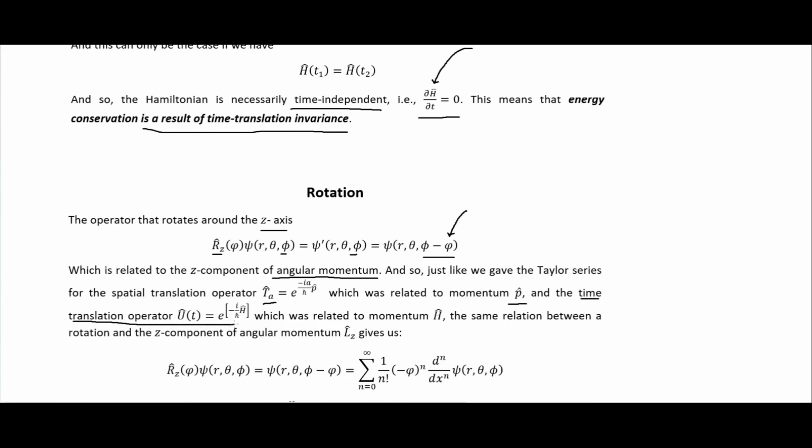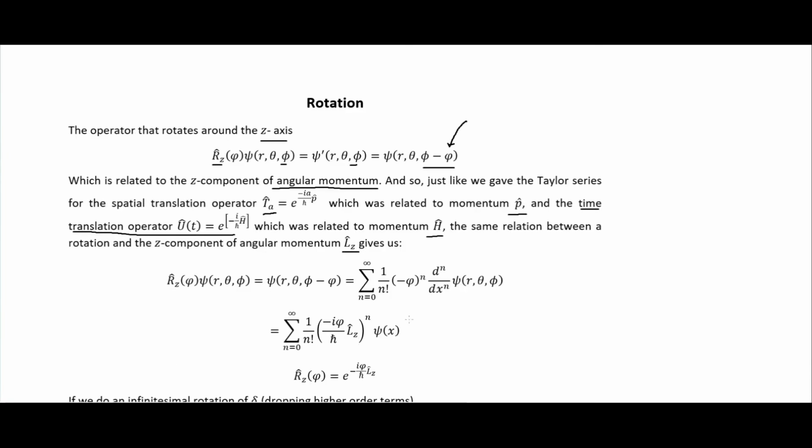We did the Taylor expansion, which was related to the Hamiltonian. The same relation between the rotation and the z component of angular momentum gives this Taylor expansion here. So we just do this Taylor expansion here. We can collect all this stuff into here, which is the Taylor expansion of the exponential, and so we get the exponential here with our LZ operator in it. And so we do an infinitesimal rotation delta, dropping the higher order terms.